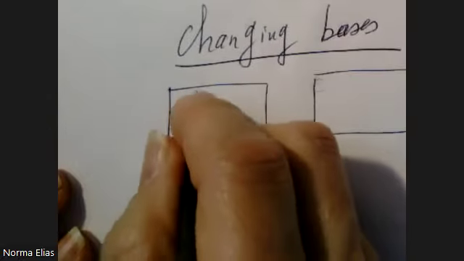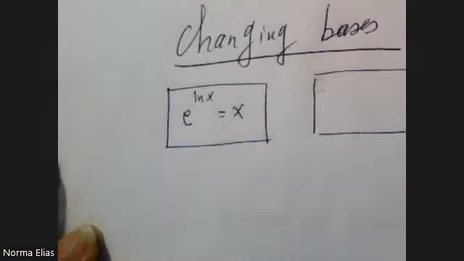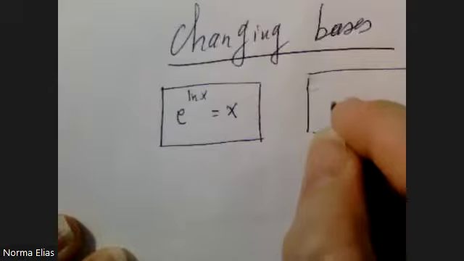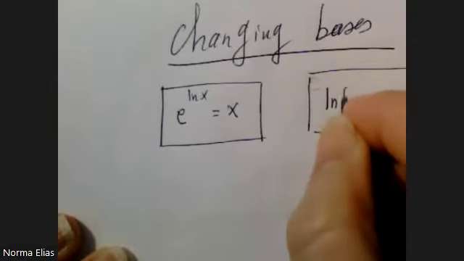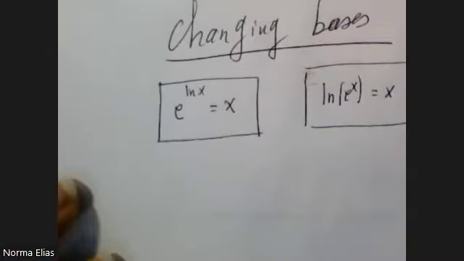Always, e to the ln of x gives me x back. e to the ln of 2 is 2. e to the ln of 3 is 3. Another important thing we should know is ln of e to the x is x. So that's the relationship between them.